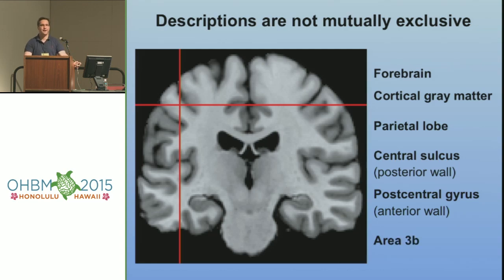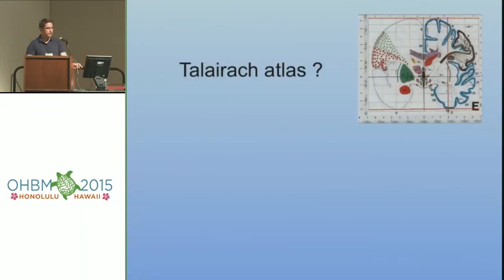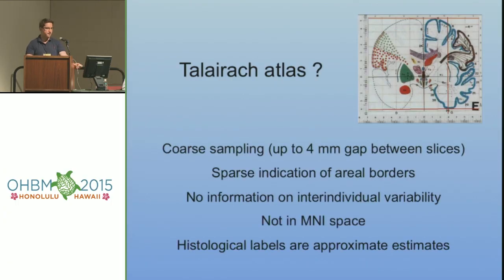Okay. Finally, we can say it's located in microstructural area 3b. Now, how do we get these labels with a microstructure? Maybe the easiest way is to look it up in the Talairach atlas. Well, there are quite a few problems associated with that particular resource. For example, it's a very coarse sampling.